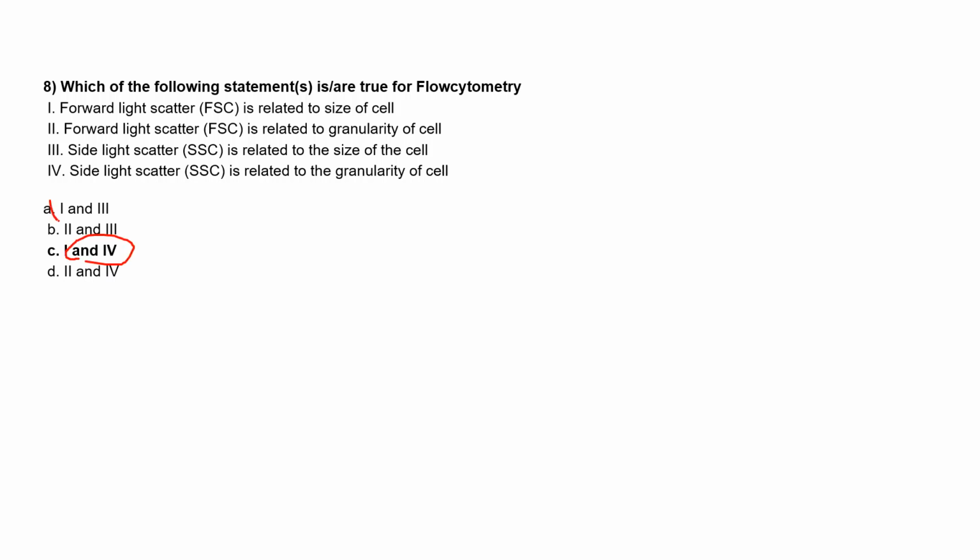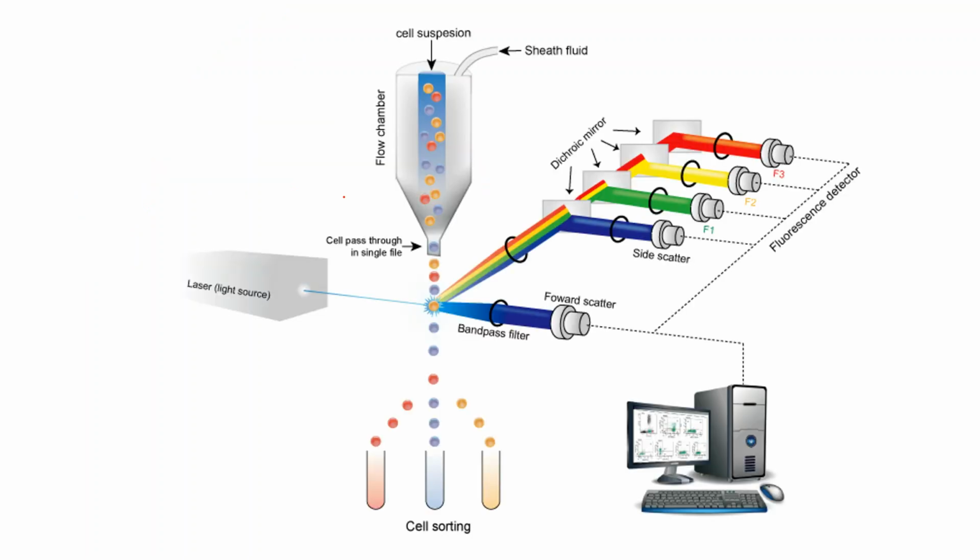This is true. Both of you are correct that forward light scatter is related to size of cells. But the side light scatter is not size. It's with the granularity of the cells. Let's see how this flow cytometry works. Flow cytometry is a very nice discovery by scientists.